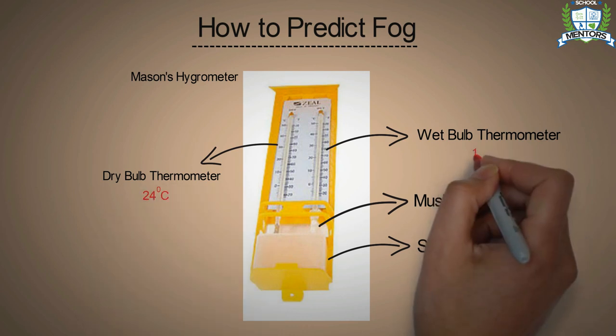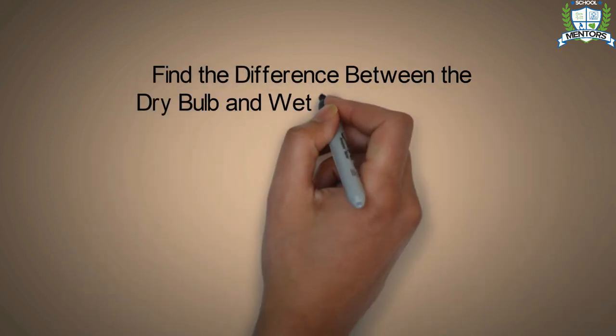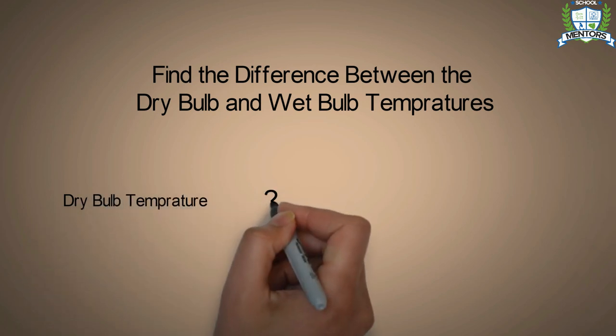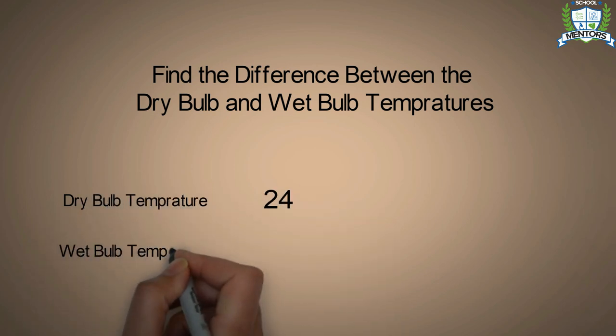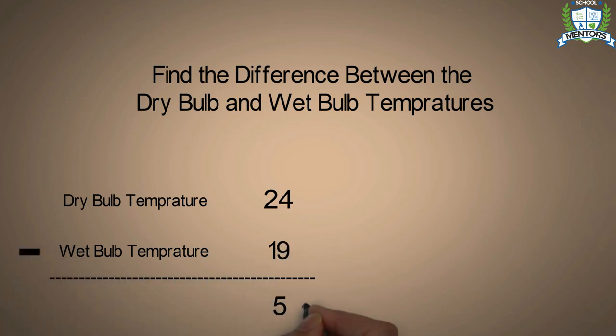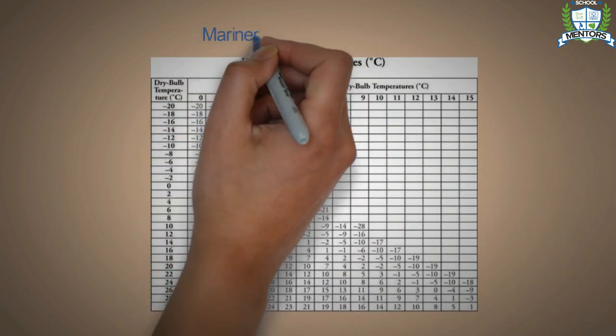and the wet bulb as 19 degrees centigrade. The second step would be to find the differences between these two temperatures, the dry bulb temperature and the wet bulb temperature. In this case, it was 24 degrees and 19 degrees centigrade. And the difference between the two will be 5 degrees centigrade, which is also known as depression of the wet bulb. Now we are going to take this and go into the Mariner's Handbook or NP100.